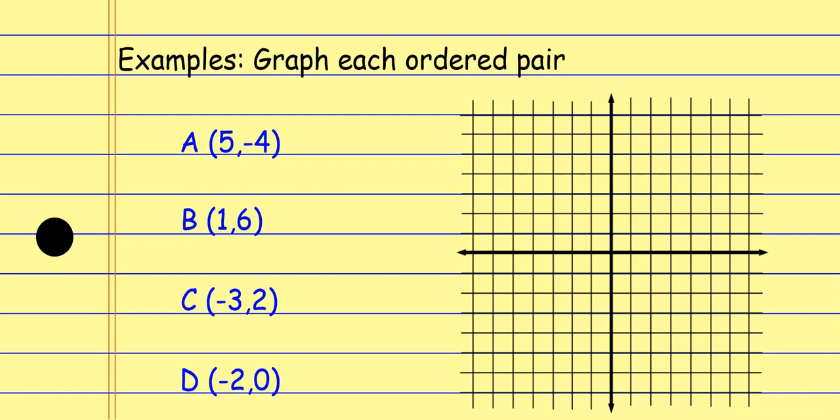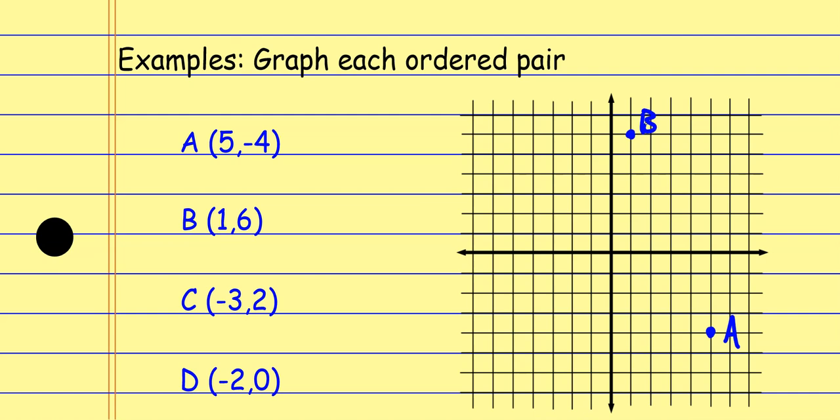But anyway, so this one, 5, -4, so that's to the right 5. So 1, 2, 3, 4, 5. And then -4 is down 4, 1, 2, 3, 4. And I plot a point, and I can just put the letter A next to it to label it. Okay. The next one, to the right 1, because it's a positive 1. And then up 6 because of the positive 6. 1, 2, 3, 4, 5, 6. And that's my B value. Okay, and that's my point B.